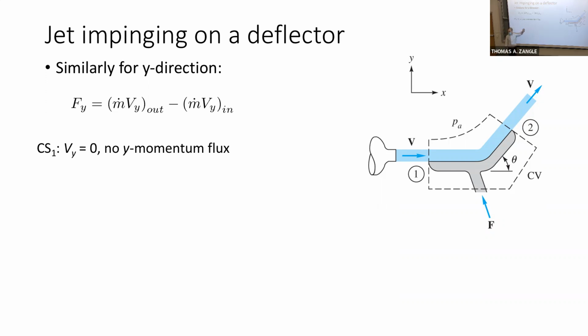It doesn't matter that M dot is non-zero. Vy is 0, so there's no y momentum flux through that control surface 1. At control surface 2, we have Vy is V sine theta. And again, if we plug this in, we have Fy is M dot V sine theta. Again, the same answer that we got from doing the trigonometry and the graphical representation. Okay.